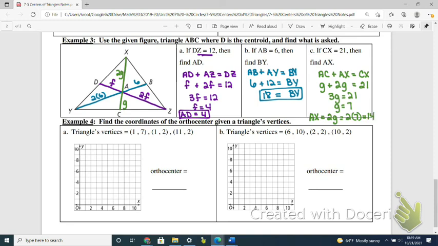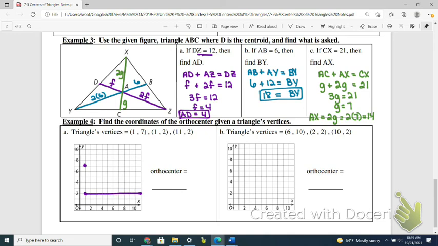Okay, last we are going to find the coordinates of the orthocenter. So first thing I'm going to do is plot the points. So I have 1, 7. I have 1, 2, and I have 11, 2. So we will make our triangle.